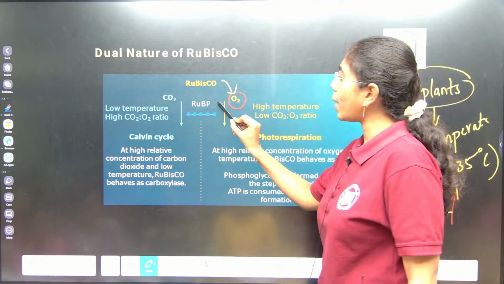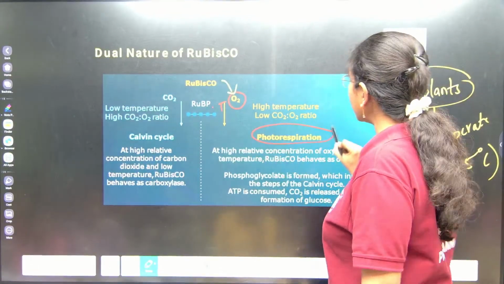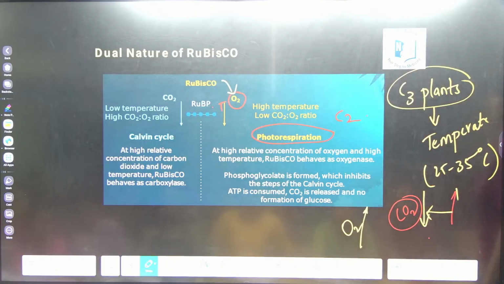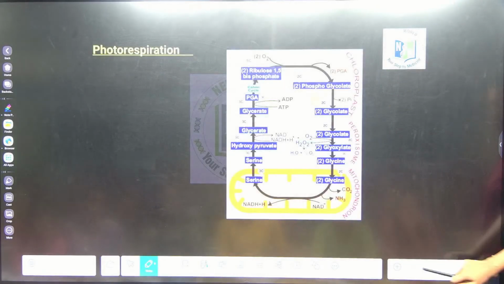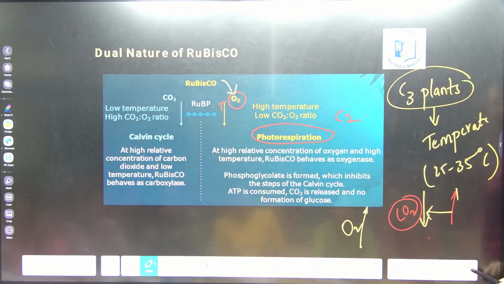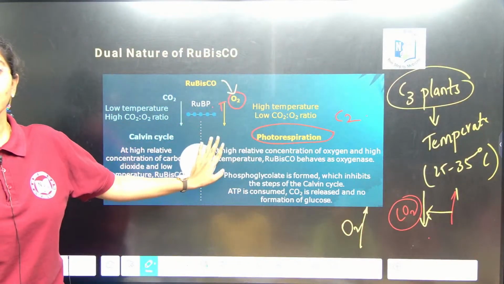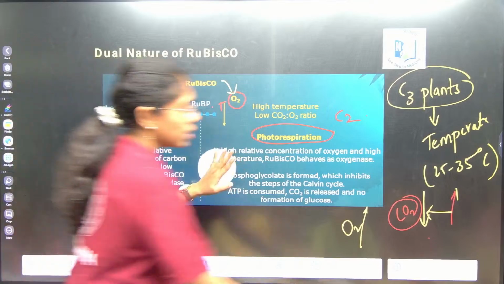When RuBP binds with oxygen, another cycle, that is the C2 cycle, will be operated, which is photorespiration. We will learn it at the end. Now you remember this till here, we will learn it at the end. Okay, listen. So photorespiration is addressed as a wasteful process.